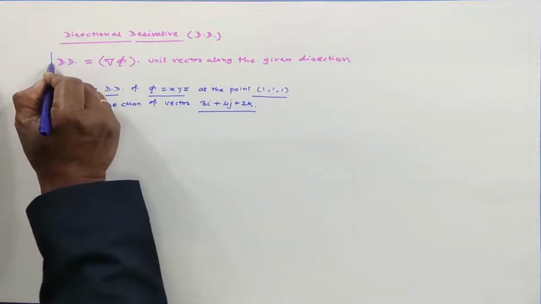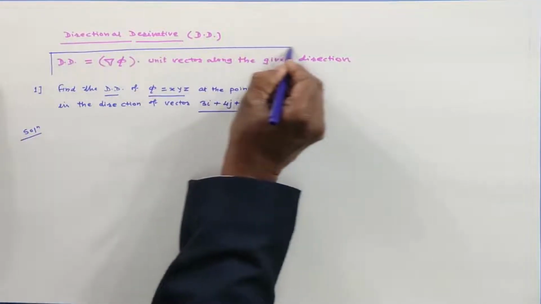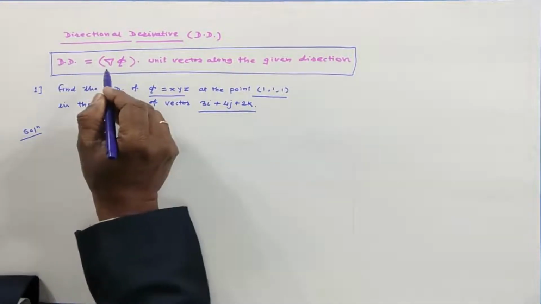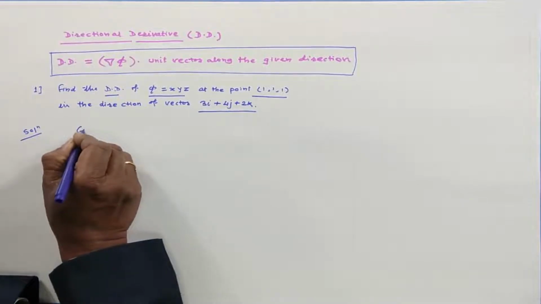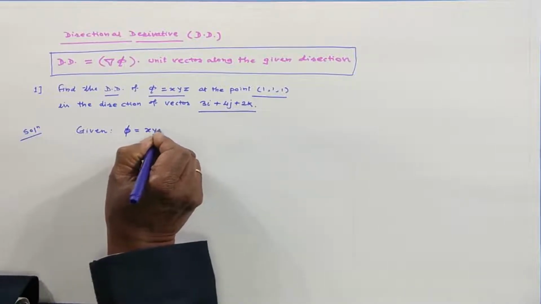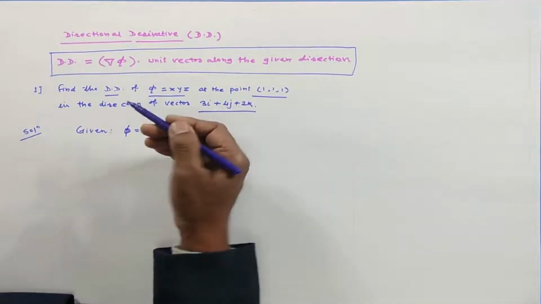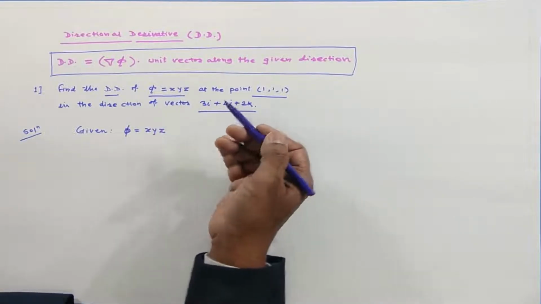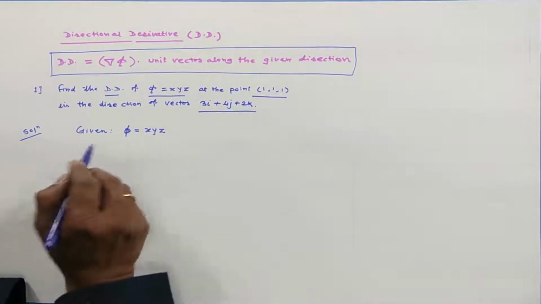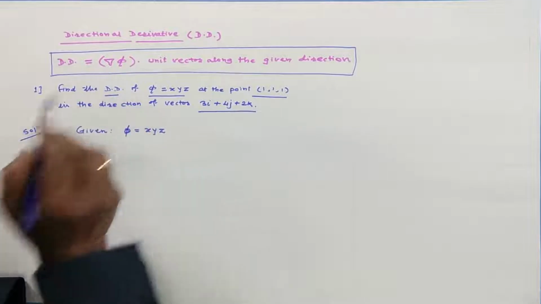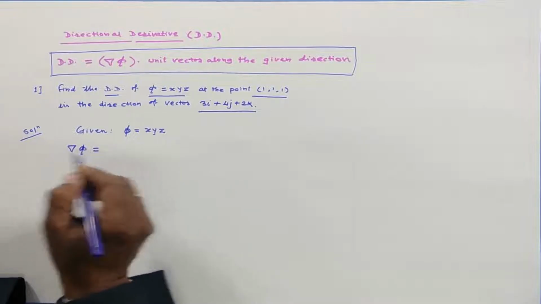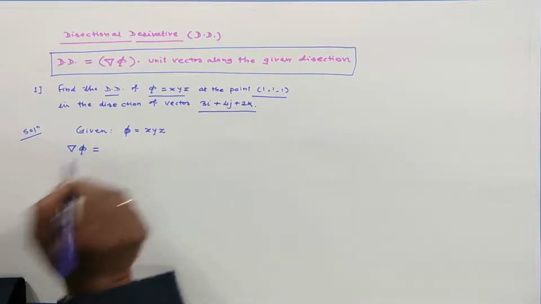Now, this is the formula for directional derivative. You can find the directional derivative using this formula. This formula requires the gradient of phi. So what is given to you? Here phi is given to you: phi is equal to xyz. In examination, you may be given a different phi, any other direction, any other point. The procedure will be as it is. Now, we want the gradient of phi first. You can call it del phi or gradient of phi.